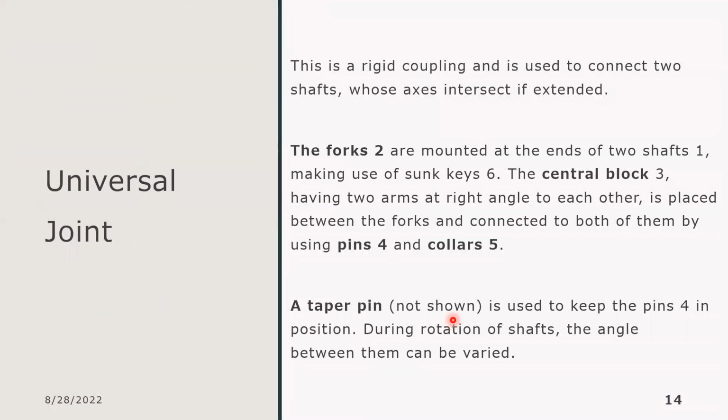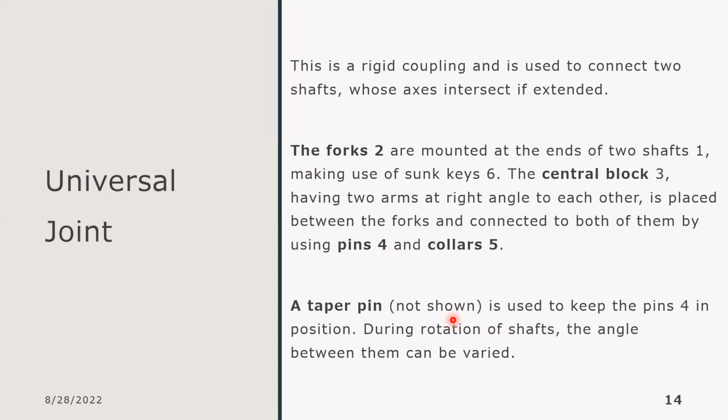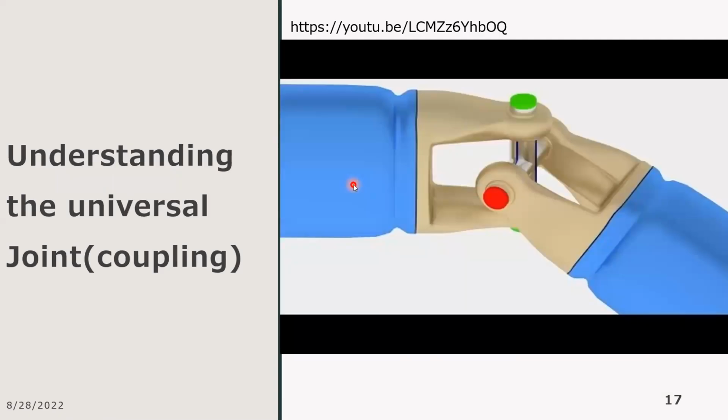Okay, so the first example of an assembly we want to look at is something we call a universal joint. Okay, so just a brief description. It's a rigid coupling. So coupling is just another word for a joint, and it's used to connect two shafts whose axes intersect if extended. All right. So this is an example of a universal joint or universal coupling.